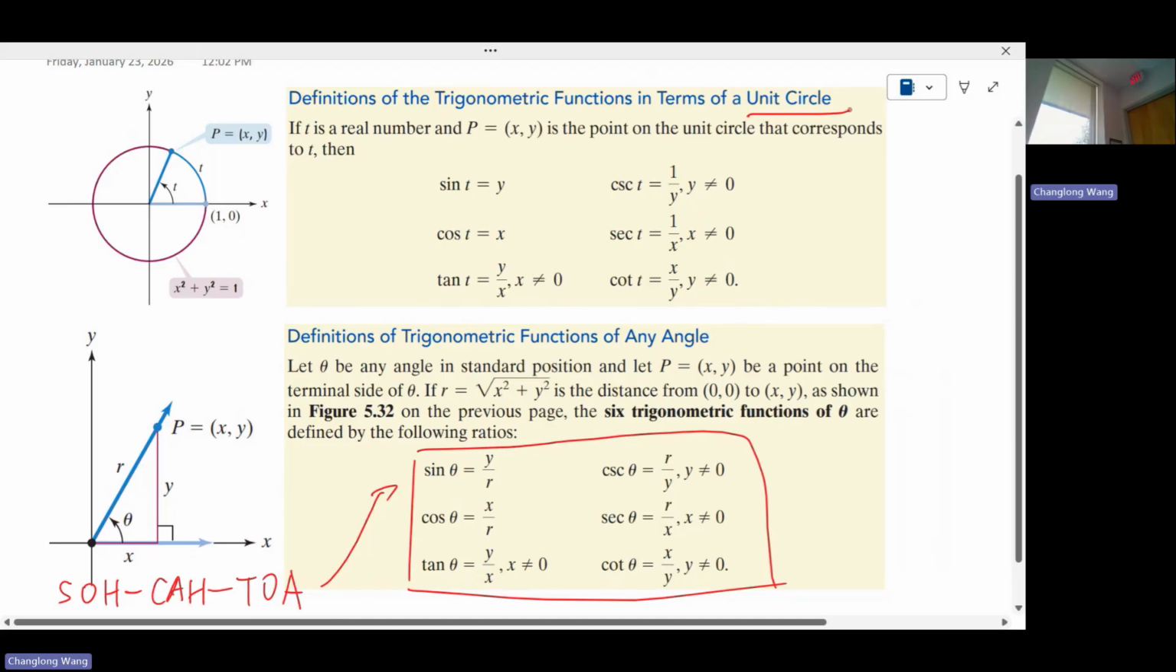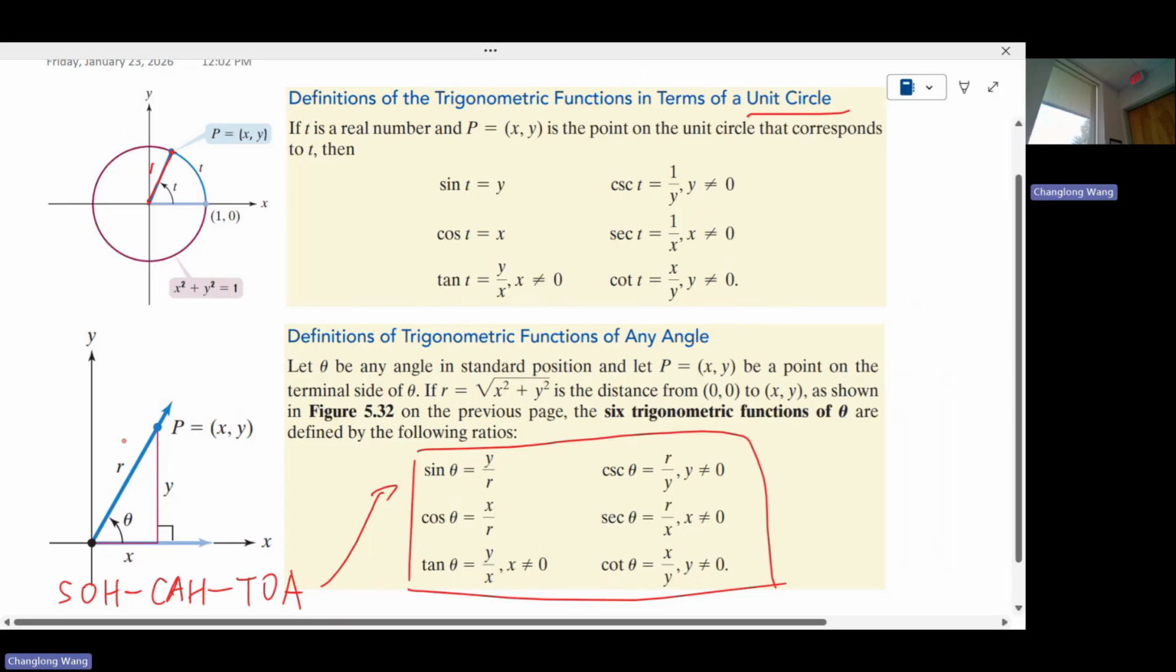A unit circle is a circle with a radius of 1 unit. That means whichever point you're looking at on the circle, the distance from that point to the origin is guaranteed to be 1 because we define it that way. So that's going to ease up the whole process because you don't have to get the r anymore. r is guaranteed to be 1 if you adopt the unit circle definition.